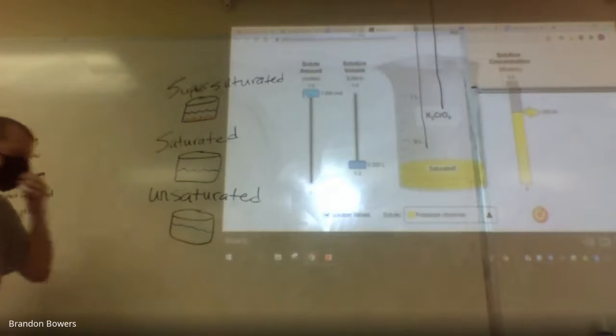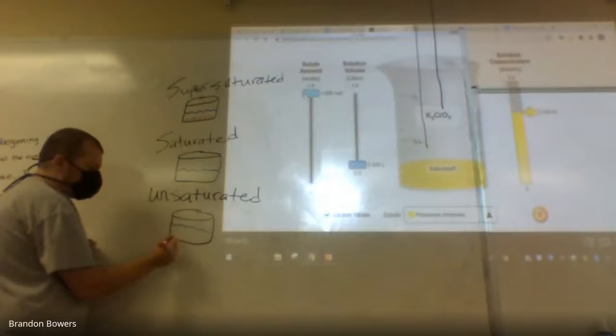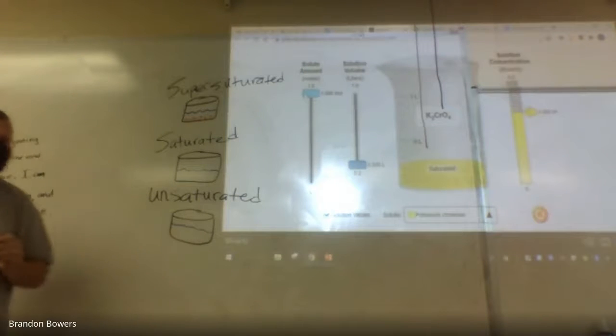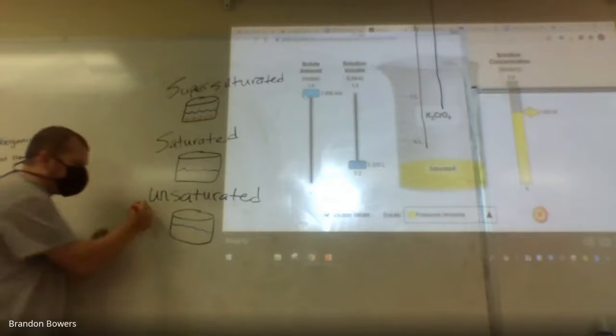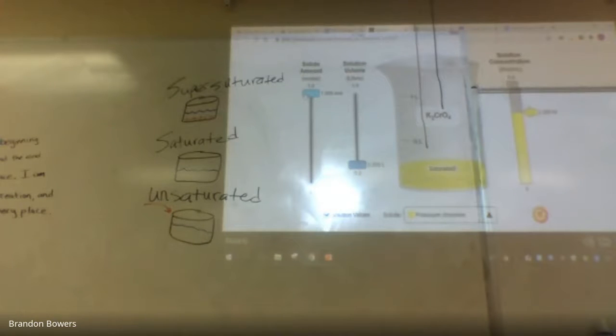Let's say you put some salt in your beaker and you stir it in. There's nothing on the bottom. That's unsaturated. You pour some sugar in, you stir it up, there's nothing on the bottom, so it's unsaturated. Does anybody want to take a guess on what saturated is? It's when there's only a few at the bottom. I like that. Kind of like what we did yesterday with the salt.